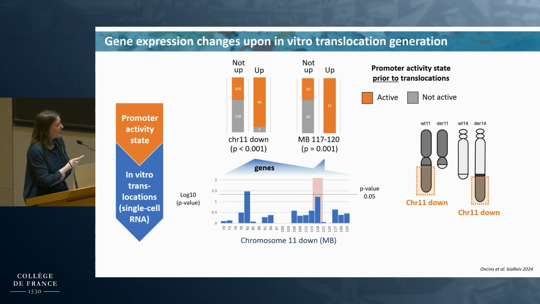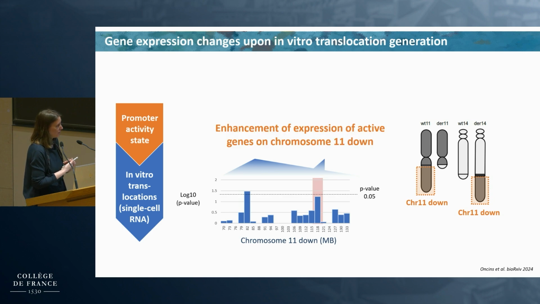So basically, this tells you that in the large majority of genes, we see an enhancement of expression of already active genes on chromosome 11 down, but not an activation per se, except for the cyclin D1 gene, which is located in the same topologically associating domain, that clearly gets activated. But here on the rest of the chromosome, it's probably an enhancement and not a strong activation signal.